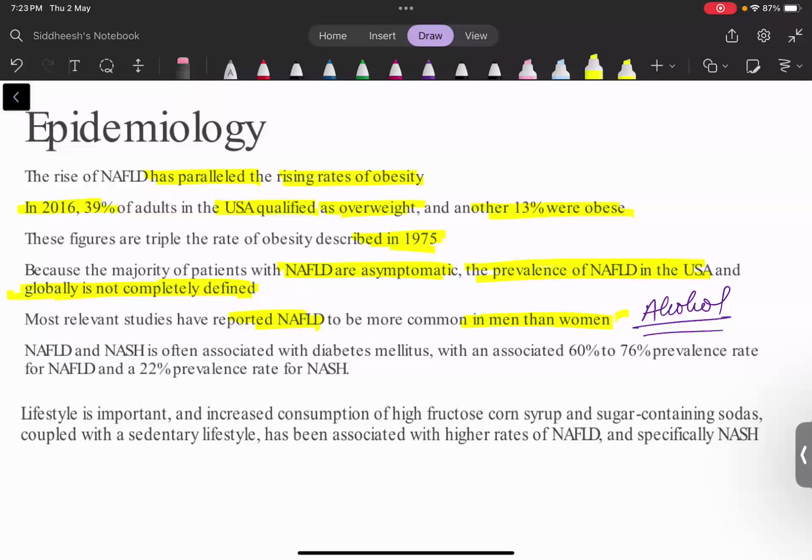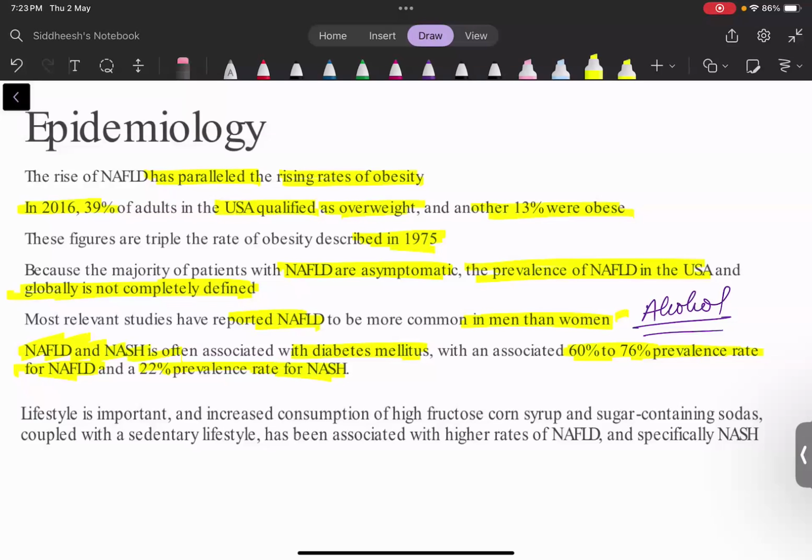Now, NAFLD and NASH are associated with diabetes mellitus, with a 60 to 76% prevalence rate for NAFLD and 22% prevalence for NASH. Perfectly fine. So if you are diagnosed with NAFLD, you have to control your NAFLD progression. Otherwise, it will change to grade 2, grade 3 and NASH.